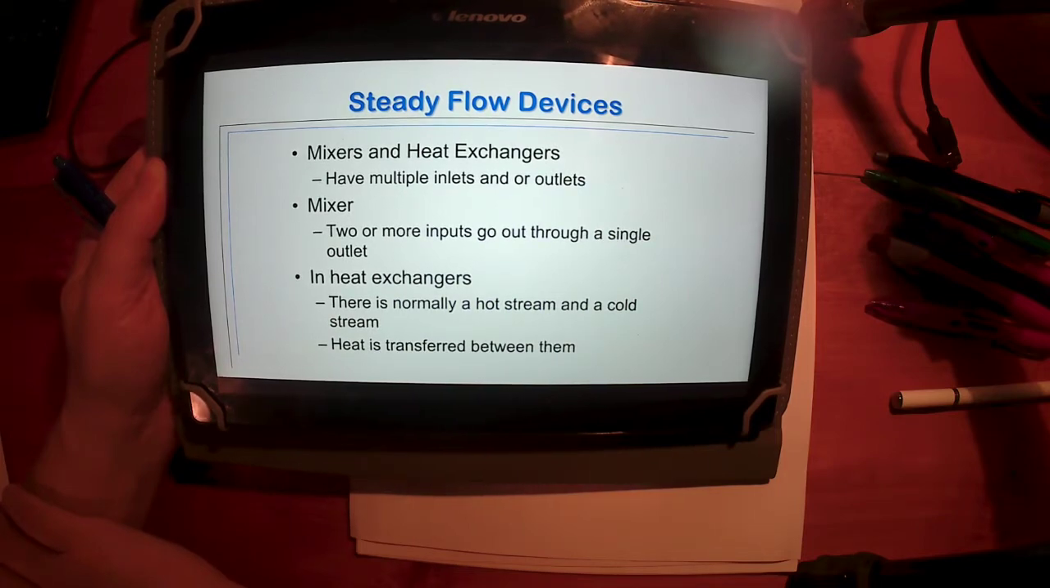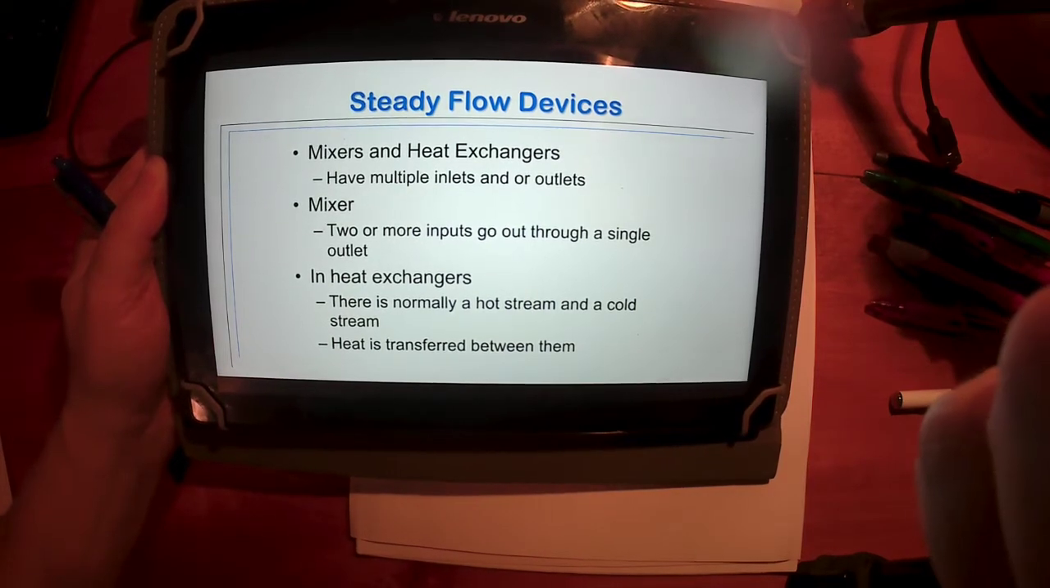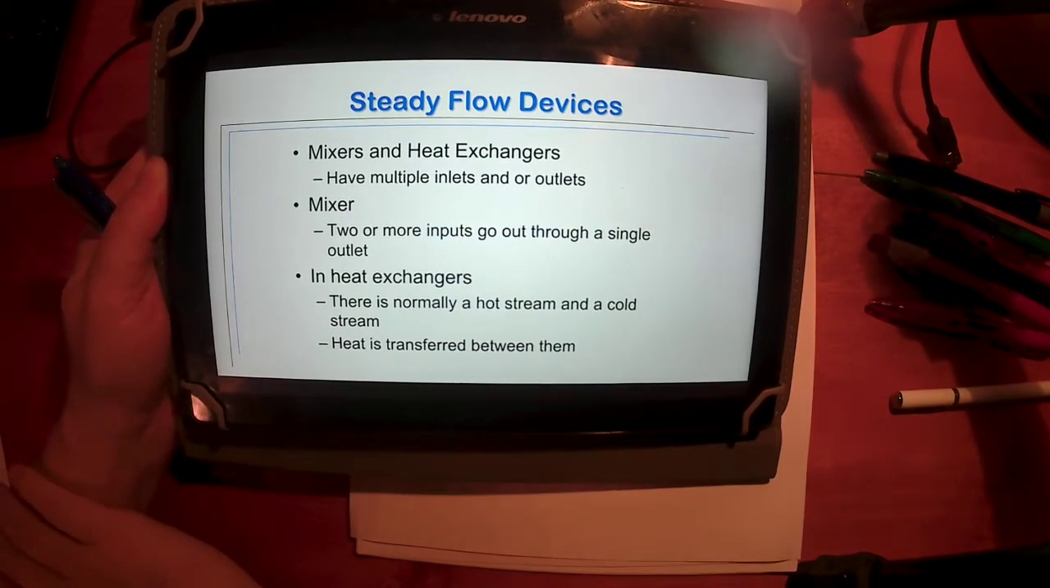hot stream and a cold stream. So you'll have hot fluid coming in one end, cooler fluid coming in another end, and then those fluids normally, in a heat exchanger, do not mix. Normally they stay separated. And one is used to cool the other, one is used to heat the other. The two fluid streams exchange heat. It's a heat exchanger.